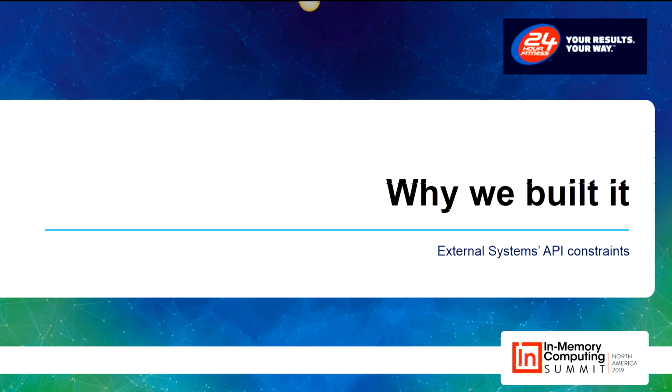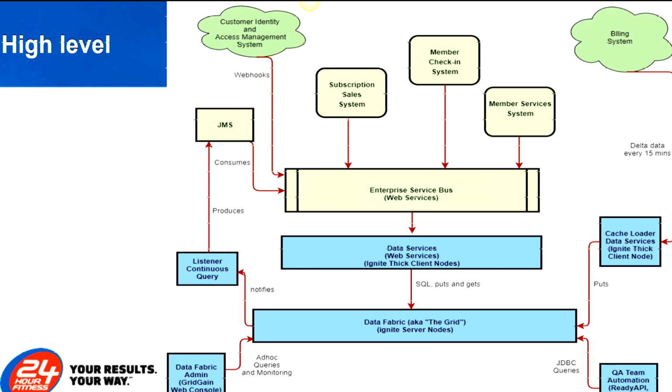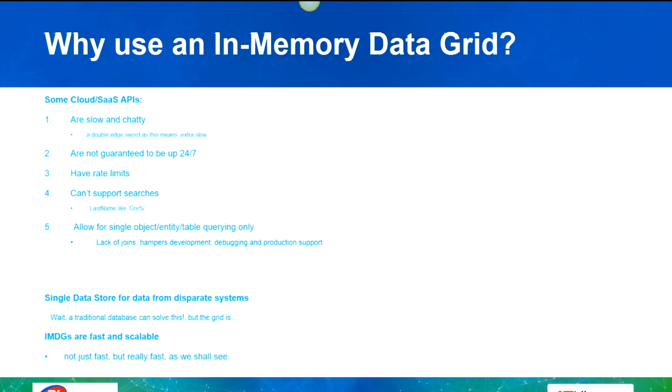So why did we build this? This is pretty complicated. If you see all these blue boxes, these are all new things we built in the last year and a half. So why did we build this? The main reason is our SaaS vendors. We've done about 4 or 5 cloud or SaaS vendor integrations, and every one of them has come with API constraints, is what I would call them.